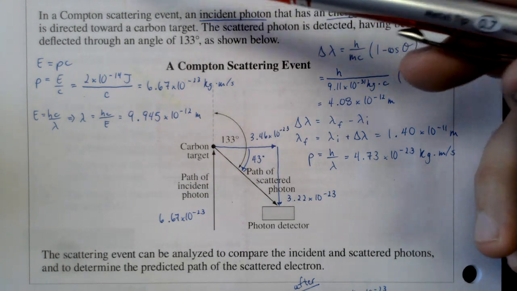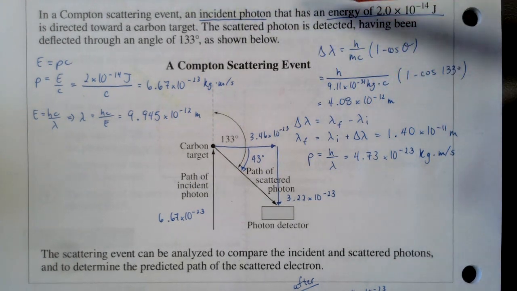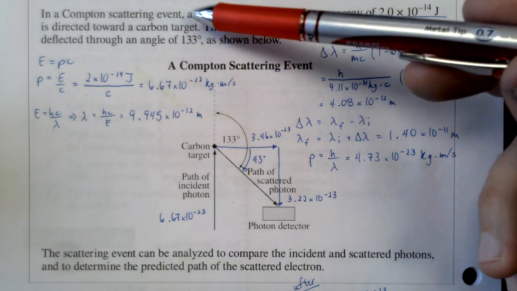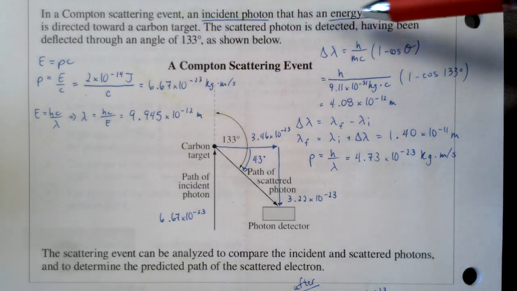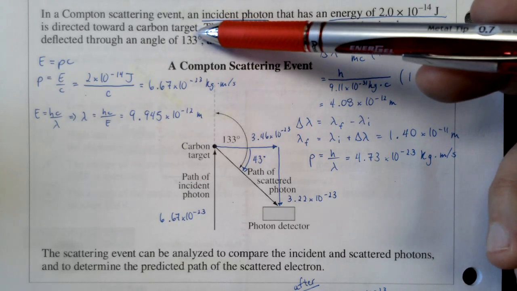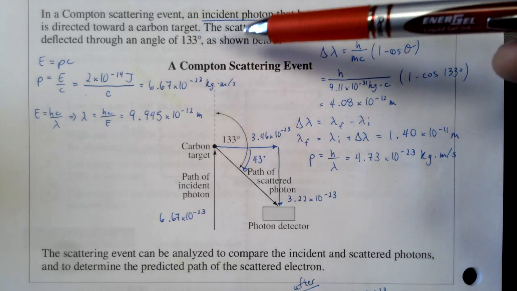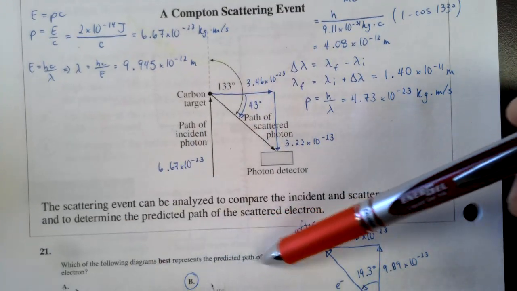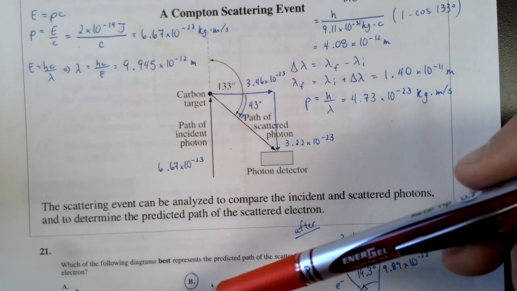In a Compton scattering event, an incident photon that has an energy of this is directed toward a carbon target. The scattered photon is detected, having been deflected through an angle of 133 degrees, as shown below. Which of the following diagrams best represents the predicted path of the scattered electron?